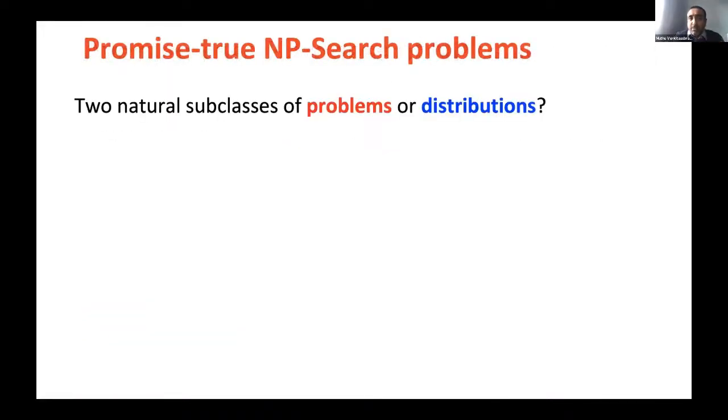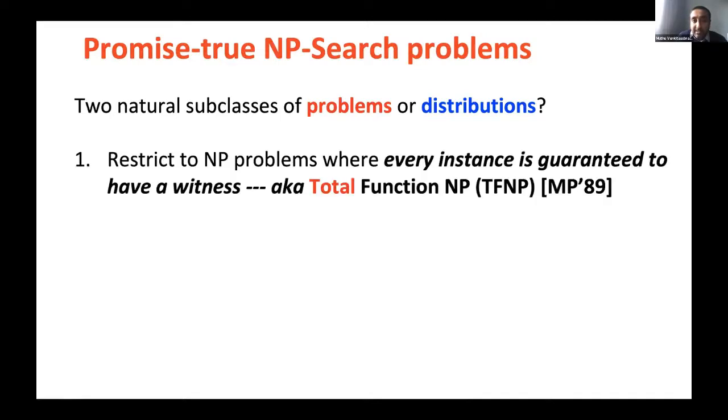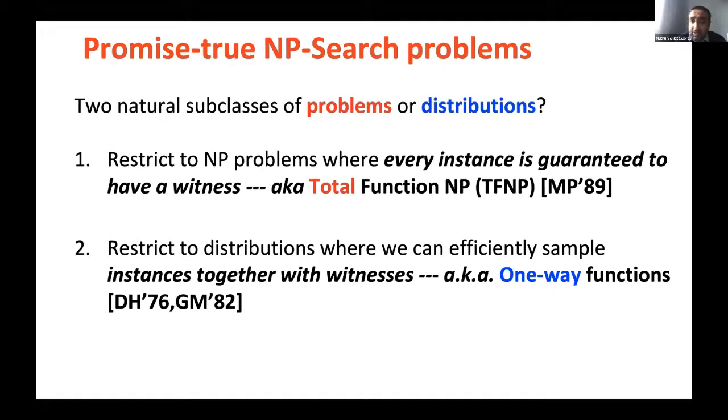So in the promise true NP search problems, I want to highlight two specific, natural subclasses of problems in this complexity class. The first is to restrict to NP problems where every instance is guaranteed to be true. This is a well-known complexity class known as total function NP, or TFNP, that was introduced by Megiddo and Papadimitriou. A second class is where the distributions are required to sample instances together with a witness. And this can be shown to be equivalent to a fundamental concept in cryptography, one-way functions, that you heard a lot about in the previous talk.